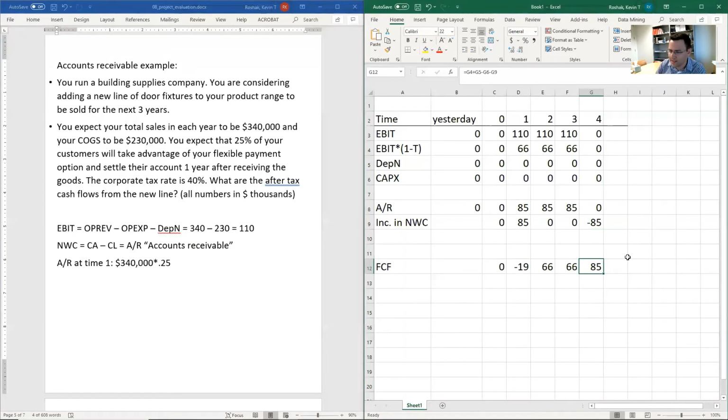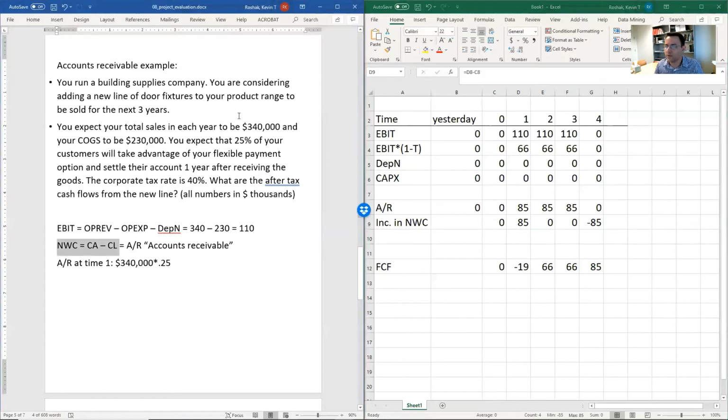Okay. So this kind of financing scheme here where you're allowing your customers to pay you later, that can actually be pretty expensive. What it's doing is it's moving this $85 from time one, it's moving it all the way back to time four, which, as we know, has kind of important time value of money implications.